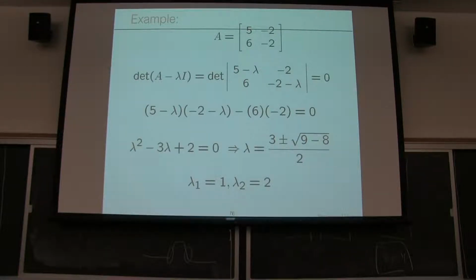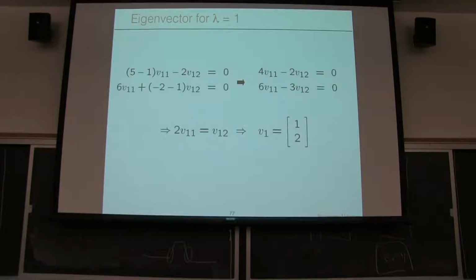I plug in lambda in the system of equations and solve for V. Okay, so for lambda equal 1, I get these equations. Of course, they are linearly dependent because the determinant of the system is 0 by design, right? And so of the two equations, really I have only one, and that gives me a vector. Okay, and of course, any scaled version of that is also an eigenvector. Typically, we normalize it to norm 1, but okay.